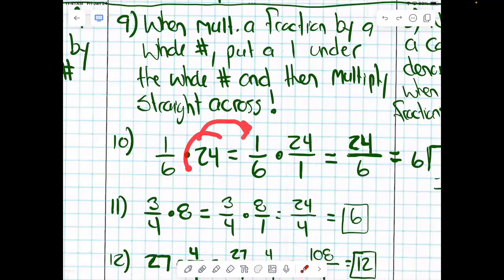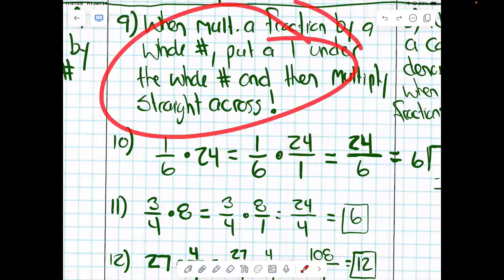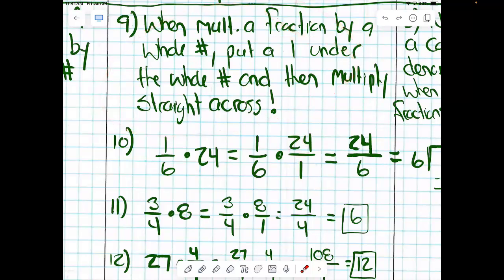that problem and make the 24 into a what? A fraction. So we're going to make it 24 over 1. So now, according to this note, it says that you put a 1 underneath a whole number and then you multiply straight across, right? So if I multiply my numerator times my numerator, I get 24, right? If I multiply my denominator times my new denominator, I get 6.